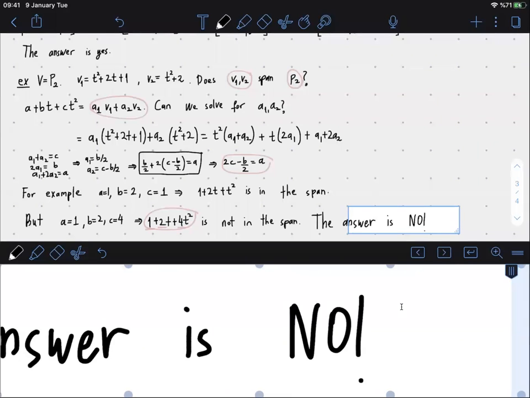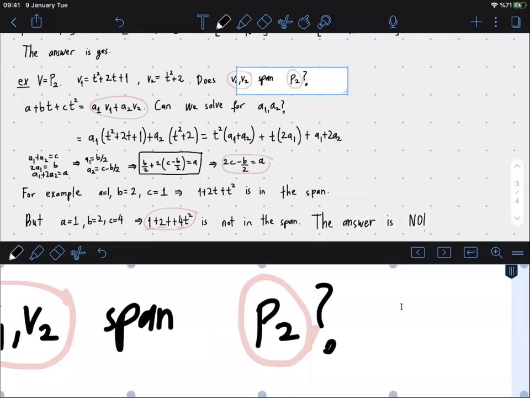We will see later that for P2 we need at least 3 vectors, because P2 is a 3-dimensional space. So you need at least 3 vectors to span the whole space. Two vectors are not enough to span the whole P2. Three or more vectors will span P2.